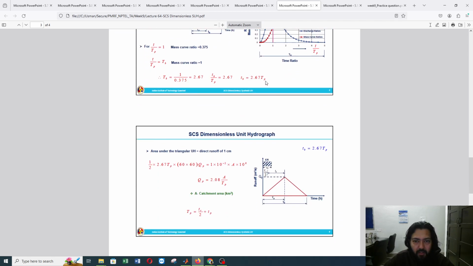So now using this value of time base, we can calculate the value of QP also. How we can do that is, we know that the area under the triangular unit hydrograph is equal to direct runoff of 1 centimeter, right? So we have taken the area of this unit triangle, that is half into base into height. We know the base is time base, that is 2.67 of TP, and height is nothing but QP. So QP, we have converted it into seconds, and this is 1 centimeter of effective rainfall multiplied by the area of catchment, which should be in meter square. So we have converted the kilometer square into meter square, and we got the value of QP.